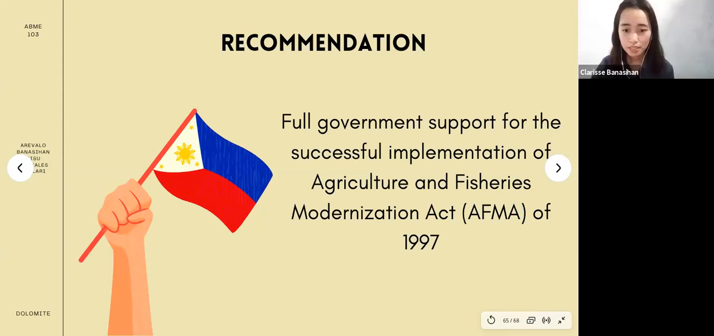In the Philippines, the 1997 AFMA is not yet completely adopted. This should help the agricultural sector to become modernized in order to compete in the international market. It was mentioned that the problem why it is not yet completely adopted is due to lack of support. Hence, full government support must be provided in order for this policy to be implemented. Funds should be allocated properly and government agencies should work together to accomplish the implementation of the said policy.